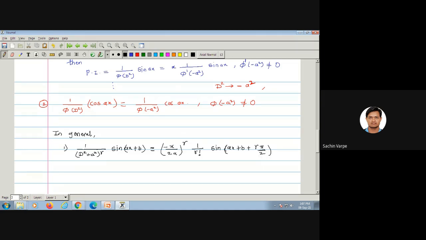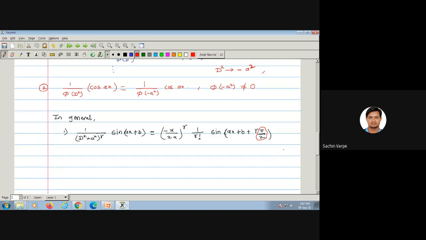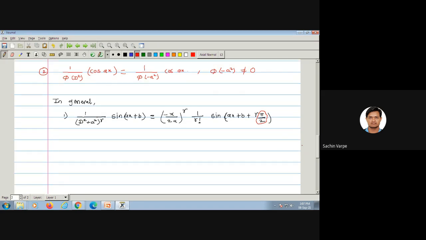Now you might be thinking, what is the role of this pi by 2? This is the question from my side. What is the role of this pi by 2? Some extraordinary answer.